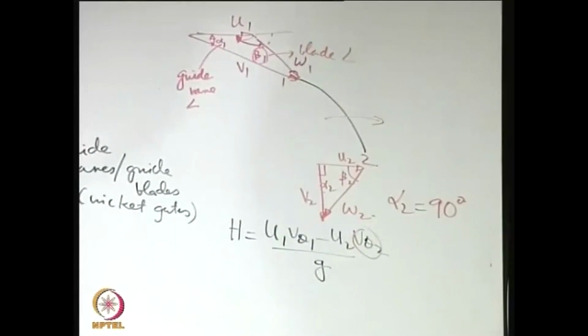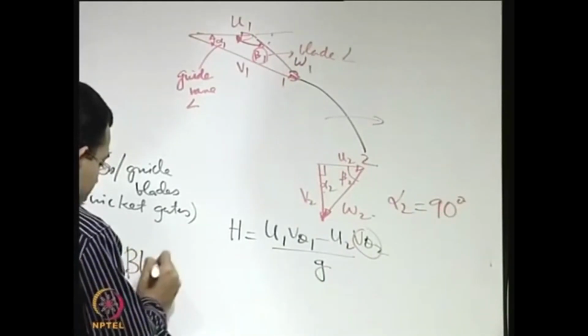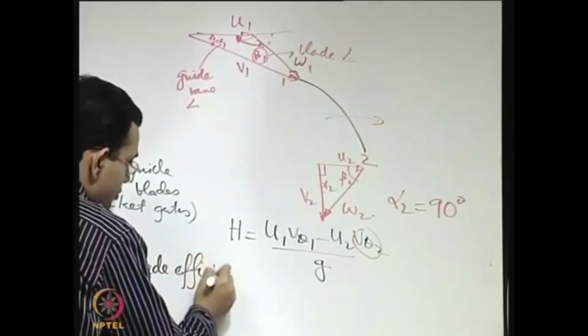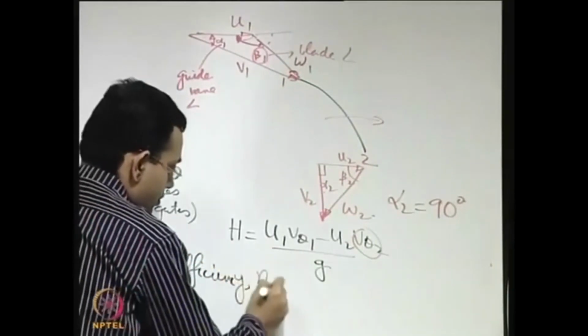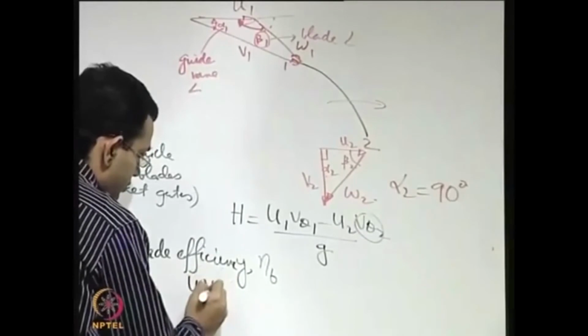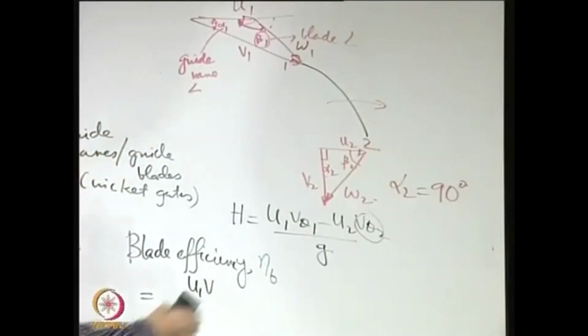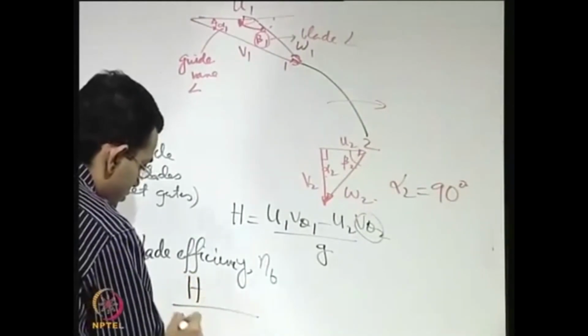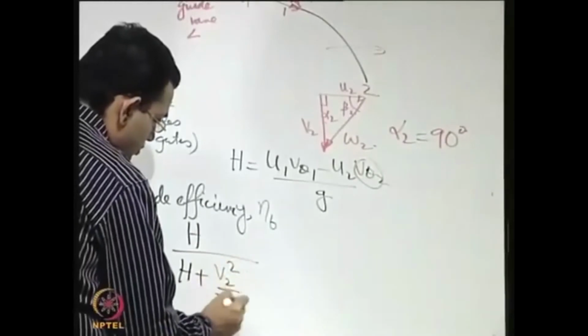Now just like all rotors have certain efficiencies of energy conversion, the runner of a Francis turbine also has an efficiency of energy conversion. What is that? That is given by the name of blade efficiency. So blade efficiency is given as this ratio. Why this ratio?